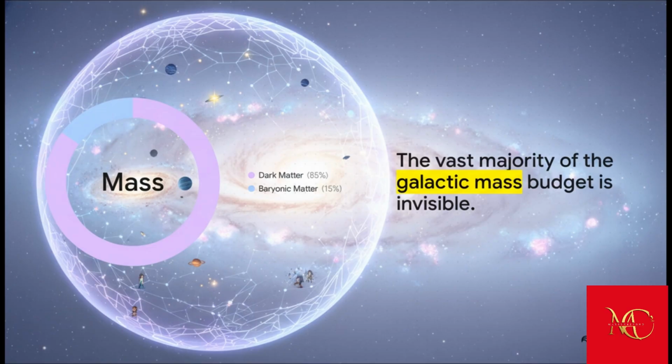The remaining 15%? Well, that's what we call ordinary or baryonic matter. That tiny little sliver represents all the hydrogen, the helium, the stars, the planets, and, well, us. While dark matter pulls the gravitational strings, this small visible fraction is literally the only part of the galaxy that emits electromagnetic radiation for us to actually detect.